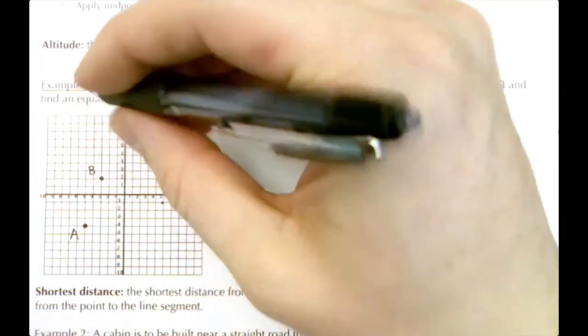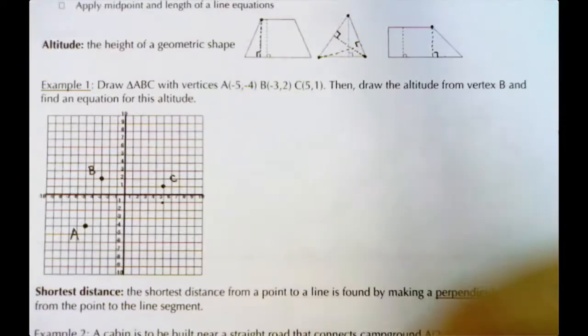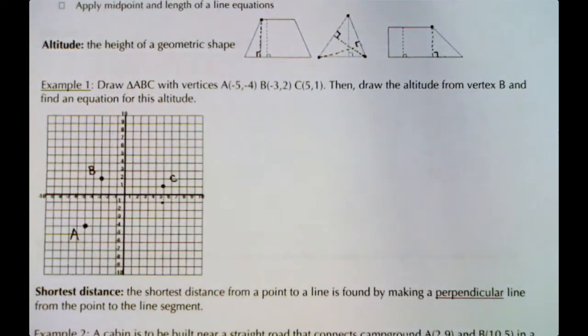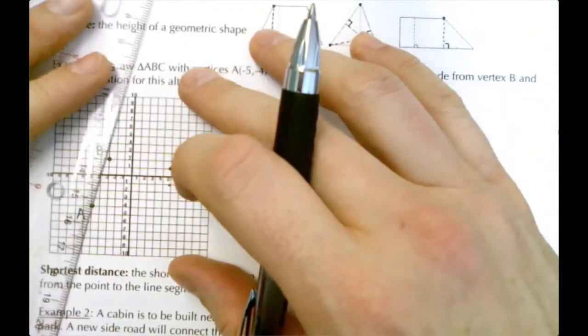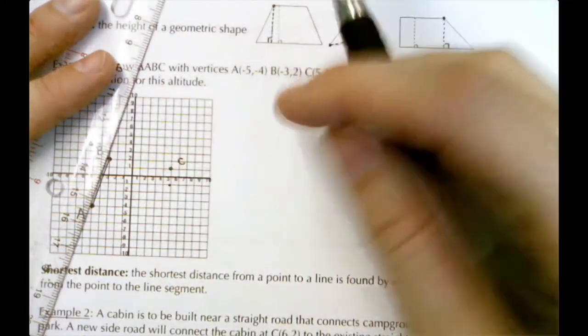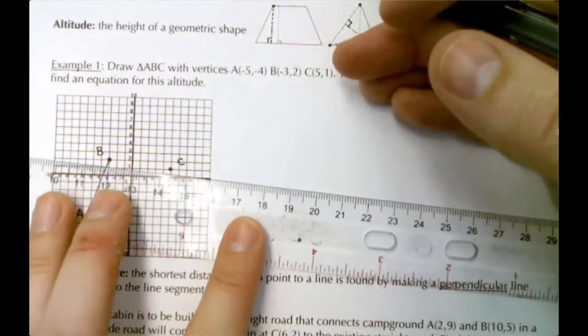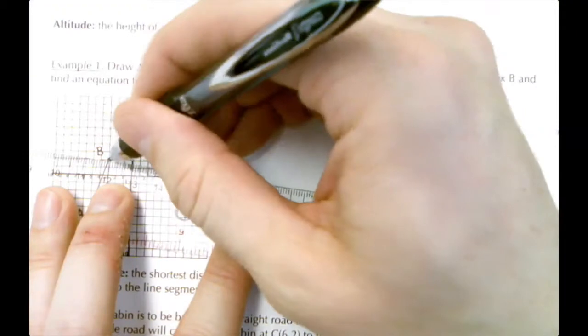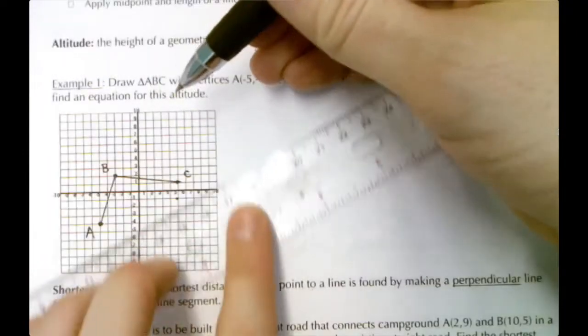I'm going to connect them with a ruler to make a triangle. With a ruler. Yes, I do have a ruler. A, B, C, and AC.